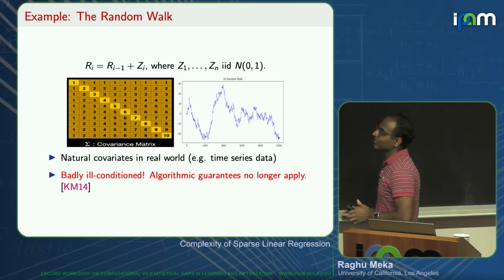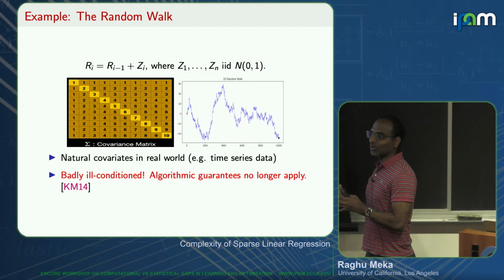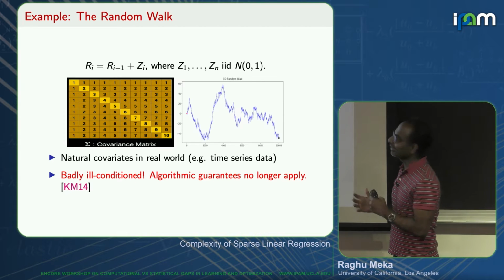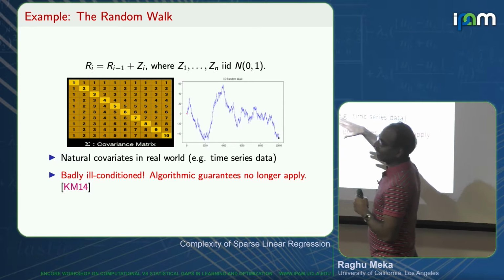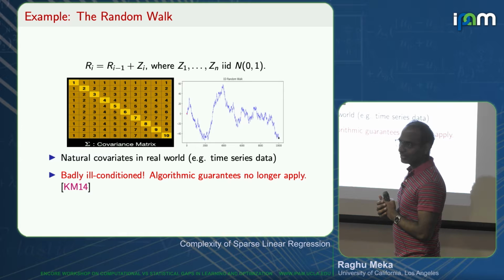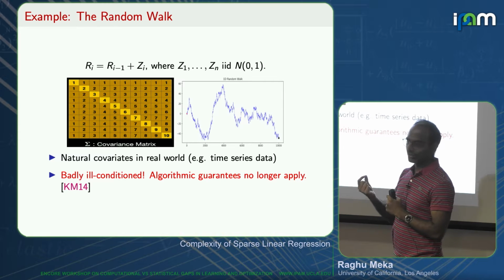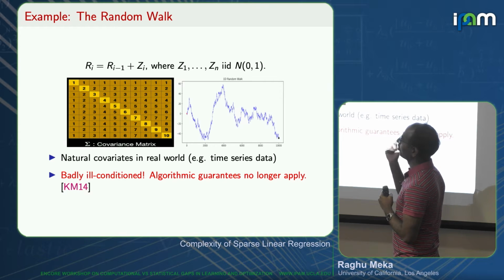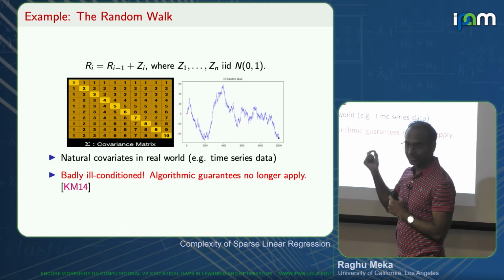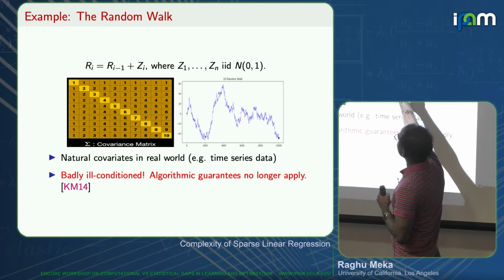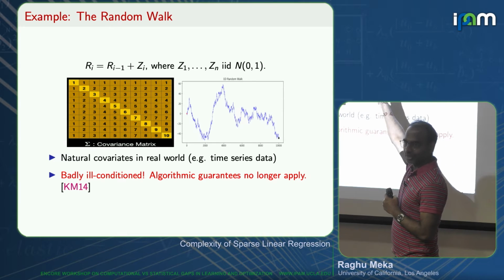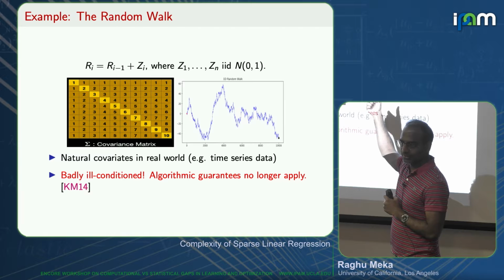What's the example? The example is the random walk covariance matrix. So here the xi's are written as Ri because of the random walk. My covariates are generated as follows: Ri is Ri minus 1 plus an independent IID N(0,1) Gaussian. So I have Z1 through Zn, which are IID N(0,1), but my covariates are actually R1, R2 up to Rn, which are the prefix sums.